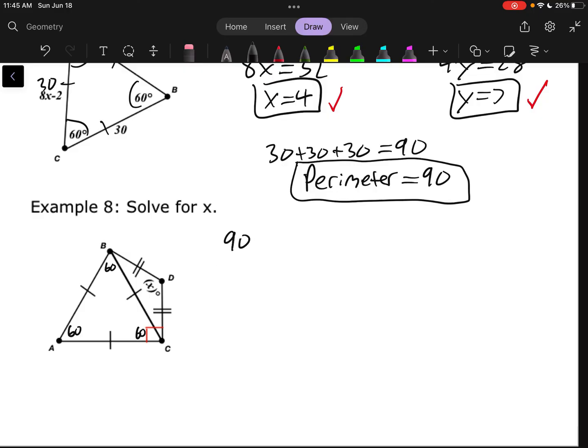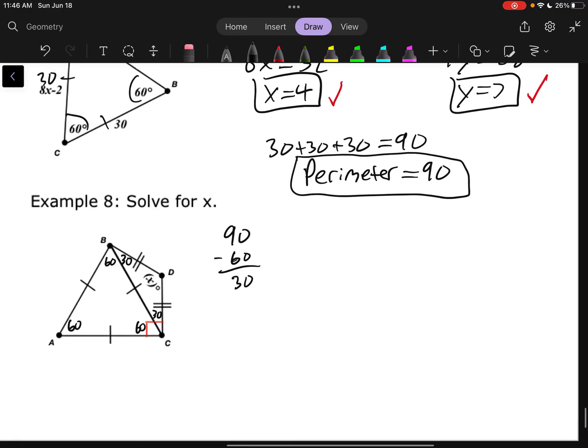So 90 minus 30 is 60, meaning that angle BCD, or I'm sorry, not 90 minus 30. I got that backwards. 90 minus the 60 we know leaves us with 30. So that means that angle BCD, this little angle there, that's 30. And then what do we know about isosceles triangles? Well, the base angles theorem says that if the two sides are the same, the two angles are the same. So the other base angle has to be 30.